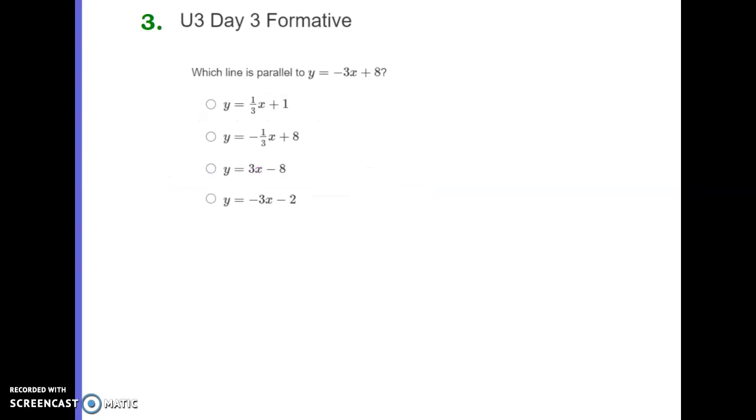Number 3, which line is parallel? In order to be parallel, the slope has to be the same. So we look for an equation, and they're all in slope-intercept form. So we look for an equation that has the same slope, which is this last one down here.